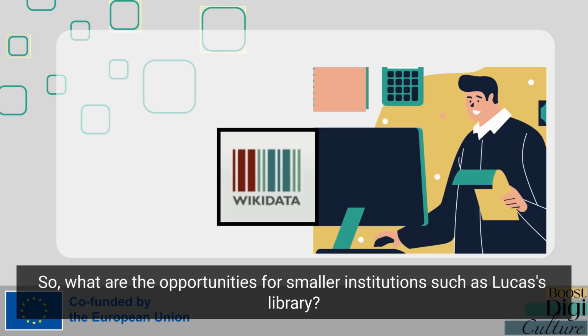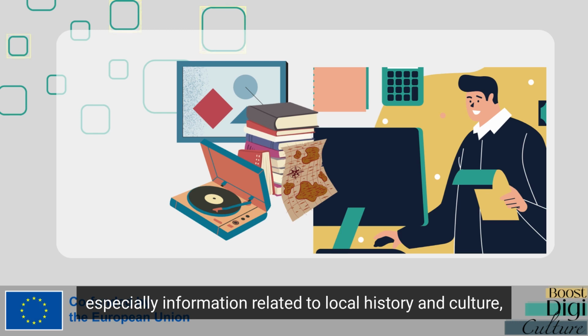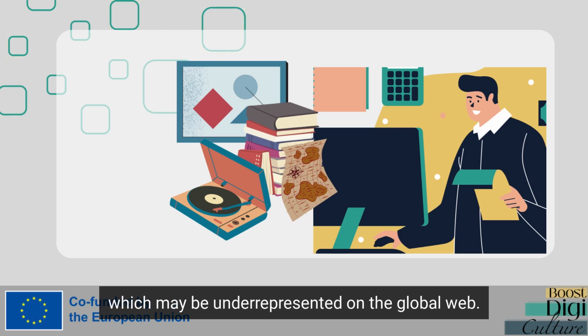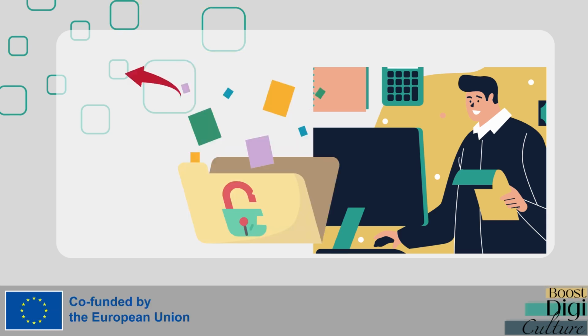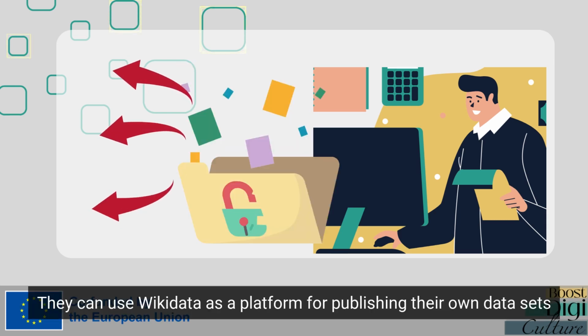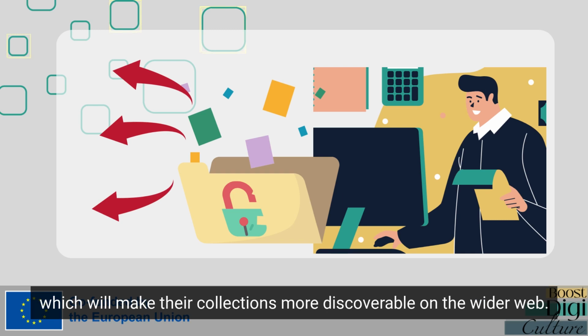So, what are the opportunities for smaller institutions such as Lucas's library? First, GLAM professionals can become Wikidata editors and add information to Wikidata, especially information related to local history and culture, which may be underrepresented on the global web. They can give institutional holdings a greater exposure by adding them as sources. They can use Wikidata as a platform for publishing their own datasets or aligning their local metadata schemas with global schemas, which will make their collections more discoverable on the wider web.